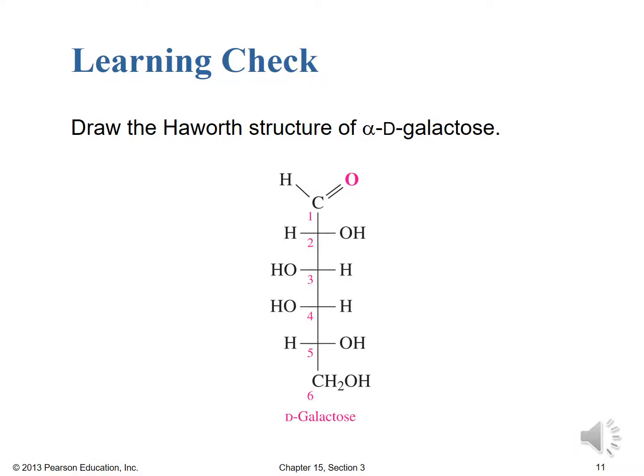Okay, let's pause here for a learning check. Let's see how you're doing. We've looked at a couple different Haworth structures, the Haworth structures of D-glucose, and now more recently D-fructose. Your challenge in this learning check is to draw the Haworth structure of alpha D-galactose. And there we have the D-galactose structure. Hopefully you can apply those different steps from our guide, and in those 3 steps arrive at the alpha D-galactose. So pause the video while you complete those steps, and then start us back up when you're ready to check your work.